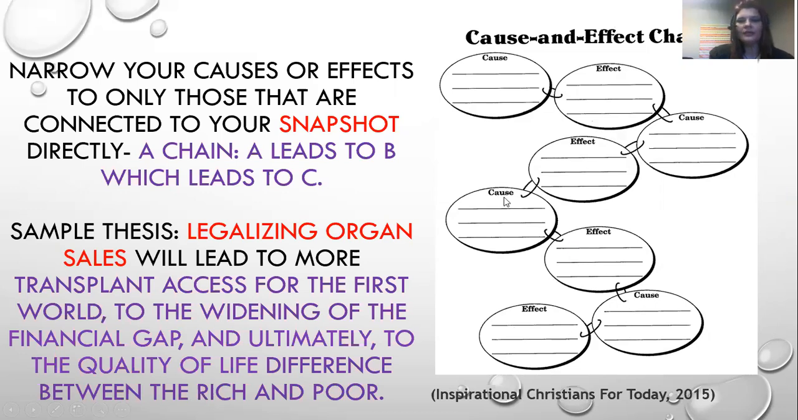What cause was maybe 3 steps back from that snapshot? What was 2 steps back from that outcome? And what was the most direct effect of your snapshot? So really think about the order, the progression. If you don't see a causal chain, then maybe there's another relationship that you see that's causal as well.